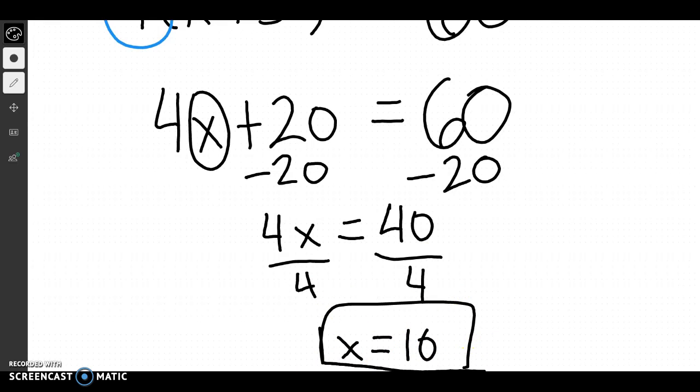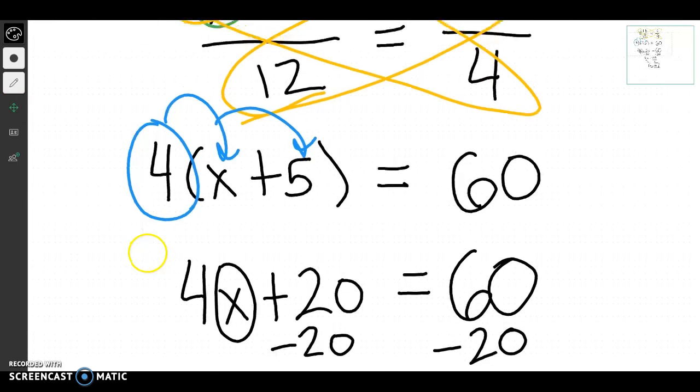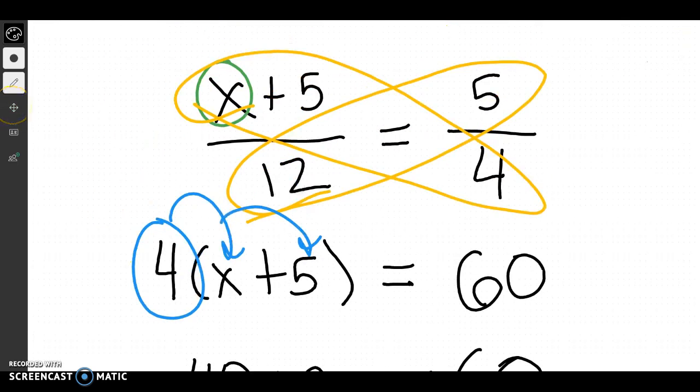So again, how we find proportions is all we do is we cross multiply and then solve for x.